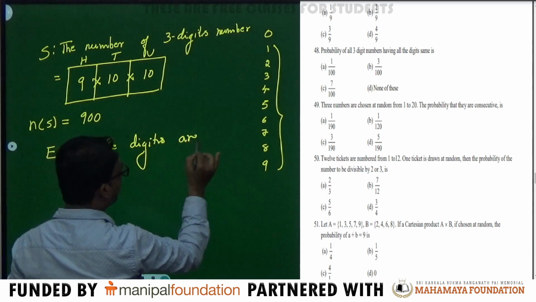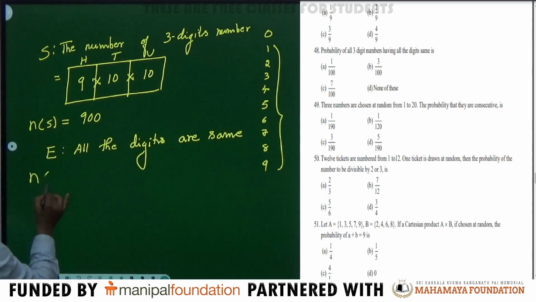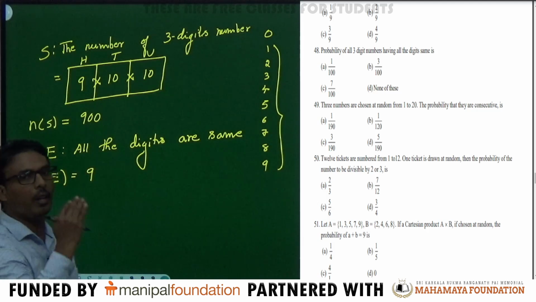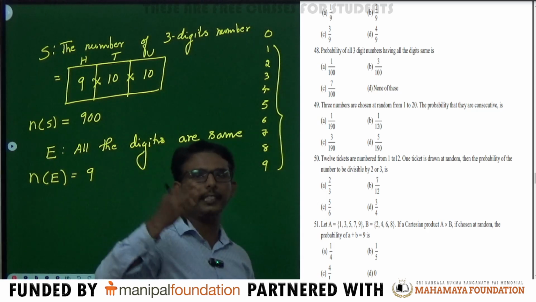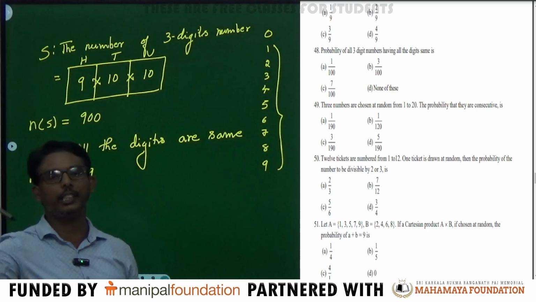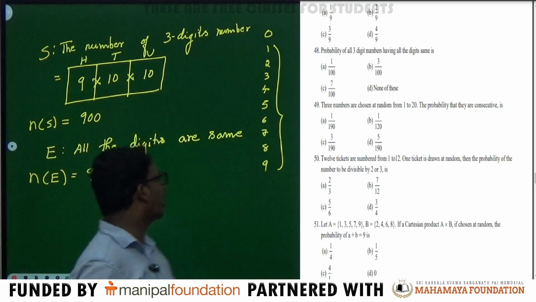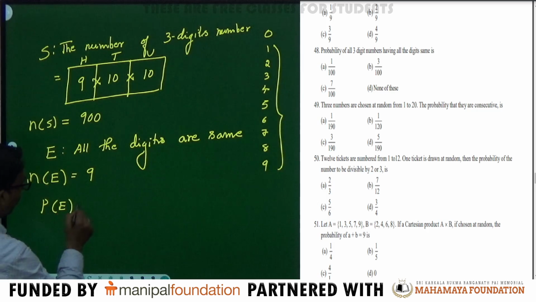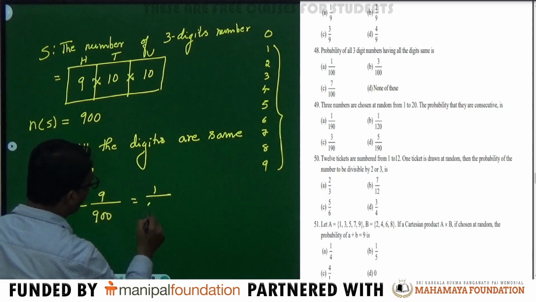All the digits are the same. Therefore, the number of elements under the event E is 9, because it may be 111, 222, 333, 444, 555, 666, 777, 888, 999. 000 is not a 3-digit number. So we get 1 up from 1 to 9. Therefore, the required probability P of E is equal to 9 by 900, which is equal to 1 by 100.